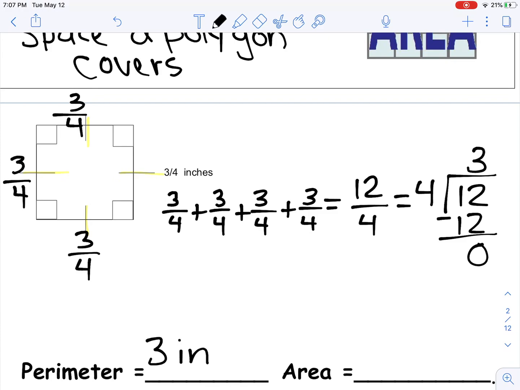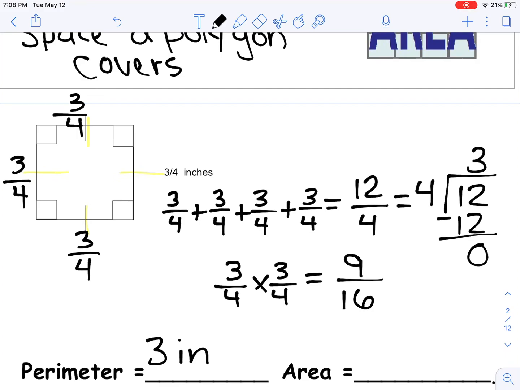All right, area. Area of a square. Remember, the formula for area of a square is side times side. So we're going to take that 3/4 times 3/4. Remember, when you multiply fractions, top times top. So 3 times 3 is 9. Bottom times bottom. 4 times 4. It's not 12, Mrs. Clary. It is 16. Sorry about that, boys.